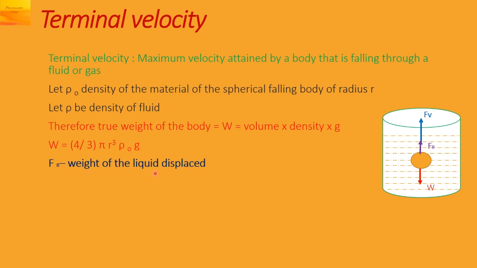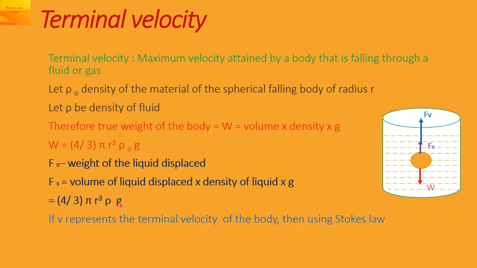Fb is the weight of the liquid displaced. We can write that as the volume of the liquid displaced into the density of the liquid into g, which is the acceleration due to gravity. Volume of the liquid displaced will be the same as 4 by 3 pi r cube, into density of the liquid, rho, into g. Now, if V represents the terminal velocity of the body, then using the Stokes law, the upward viscous drag force, we can write as Fv. It will be equal to 6 pi V r eta, which we had seen in the earlier video.